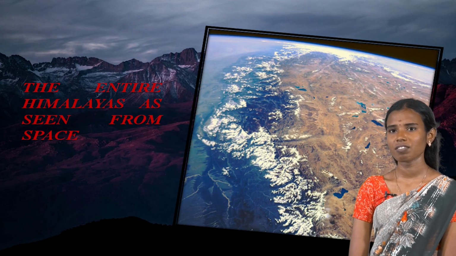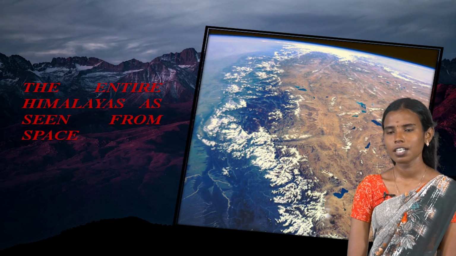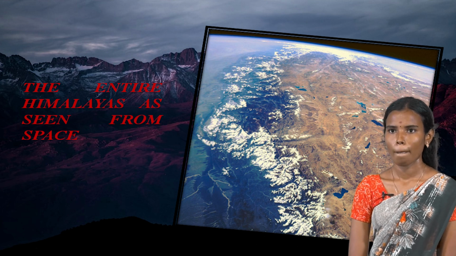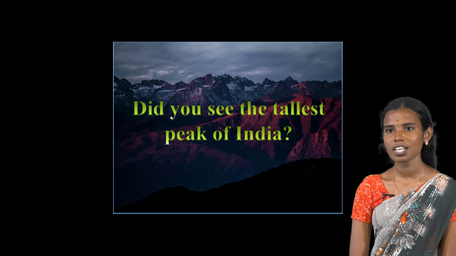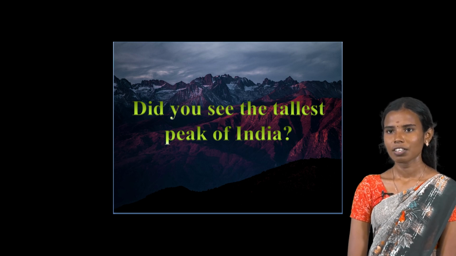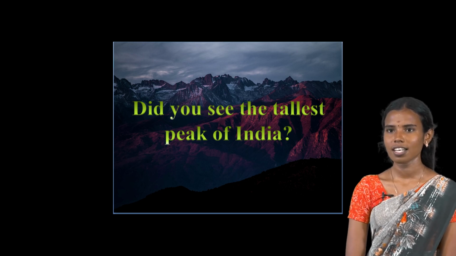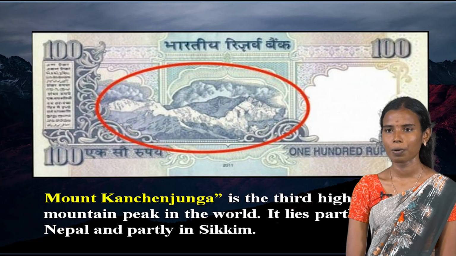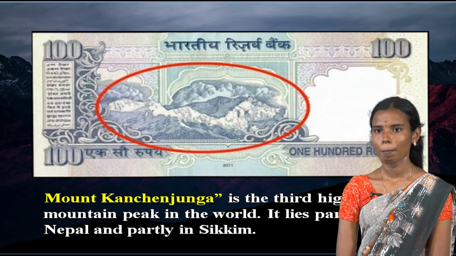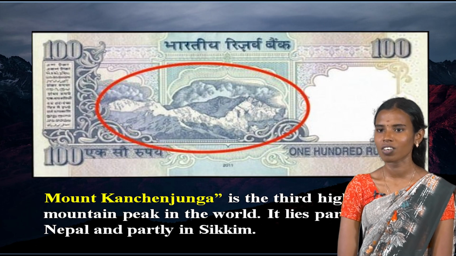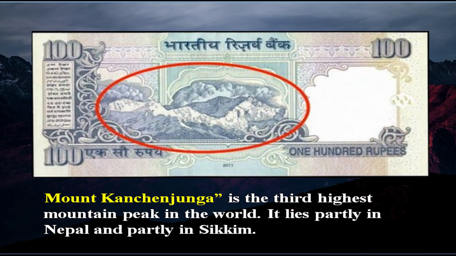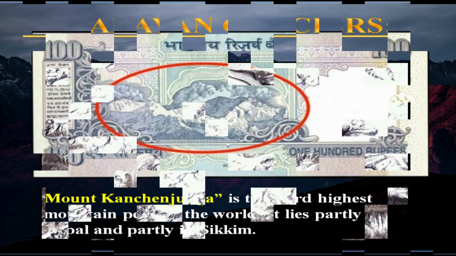So this is a picture of the Himalayas which is seen from space. This is just a fun fact. Did you see the tallest peak of India? If the answer is no, this is the answer. This is the Indian 100 rupee note where you see Mount Kanchenjunga, which is the third highest mountain peak in the world, and it lies partly in Nepal and partly in Sikkim.